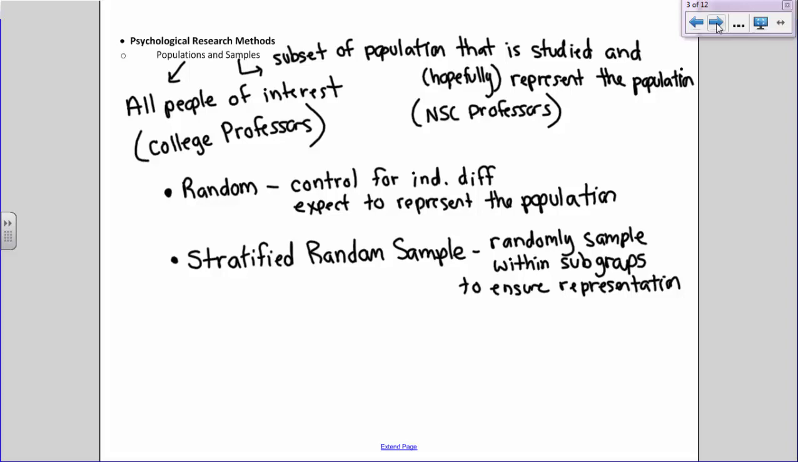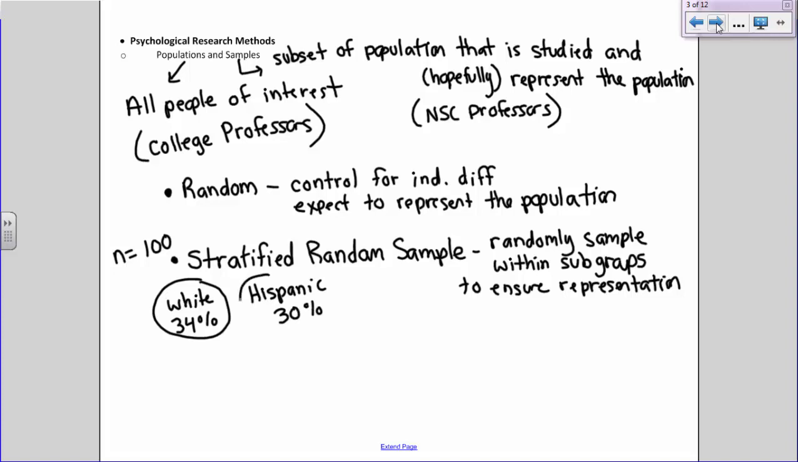So what you would want to do is randomly sample from the white students, and 34% of your sample would come from the white students. So let's say that you had a sample of 100. So n is what, sample size, n equals 100. Well, then 34 of the people in your sample should be randomly selected white students. And again, 30% Hispanic. So if you had a sample of 100, you would randomly select 30 Hispanic students to be in your sample.